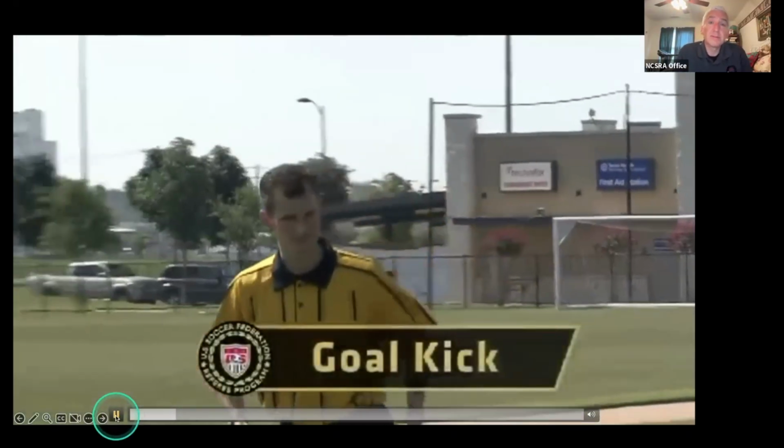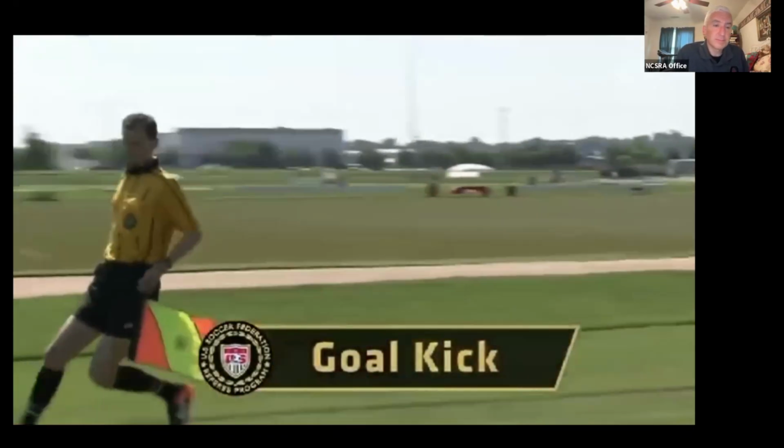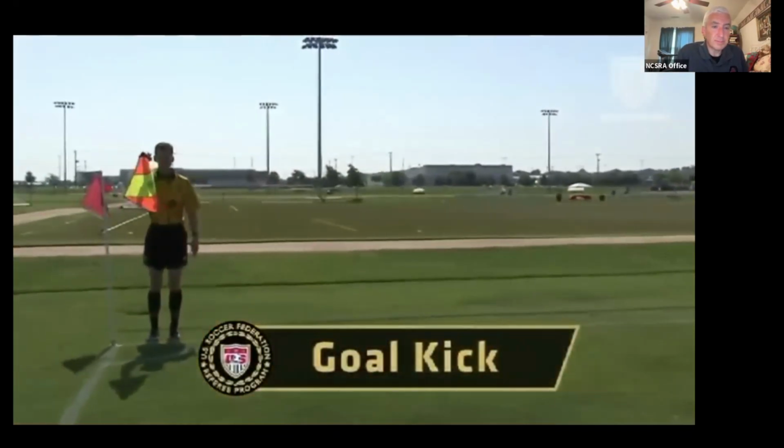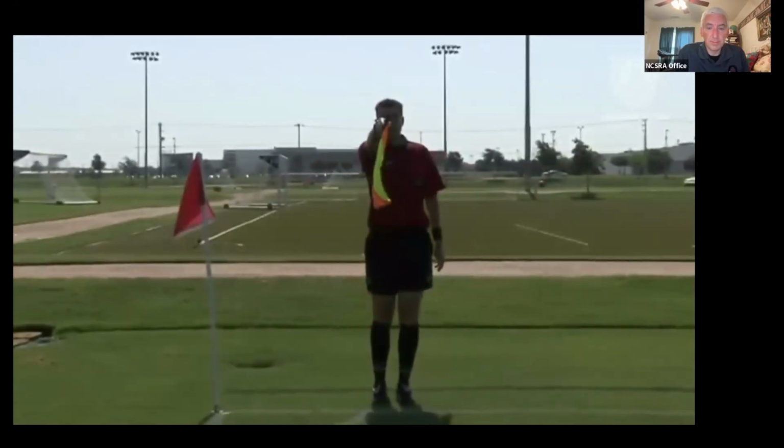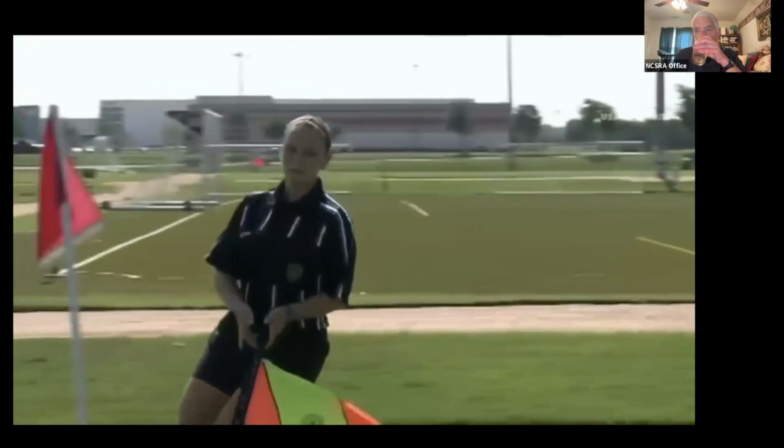While facing the field, the assistant referee uses the right hand to hold the flag straight outward toward the center of the field. The flag is lowered as soon as it is clear that the referee has seen and accepts the signal. At this point, the flag is shifted back to the left hand.